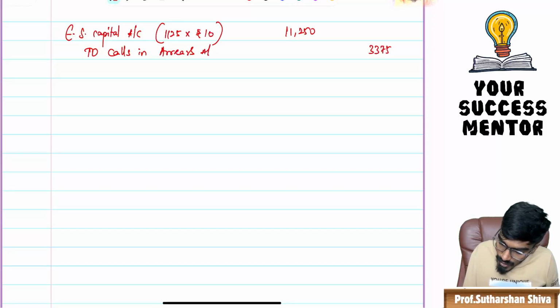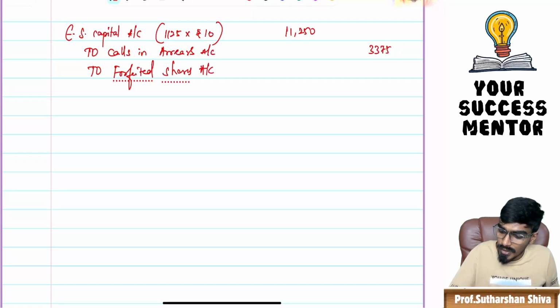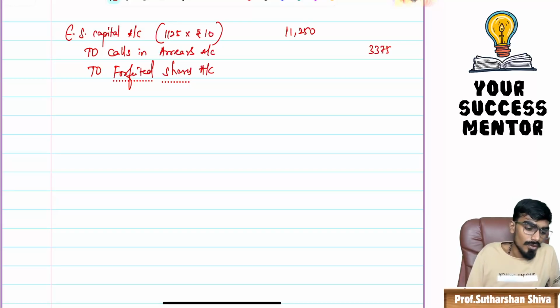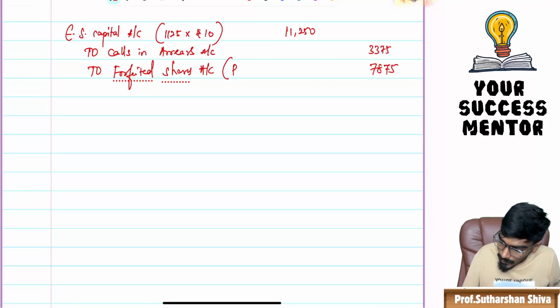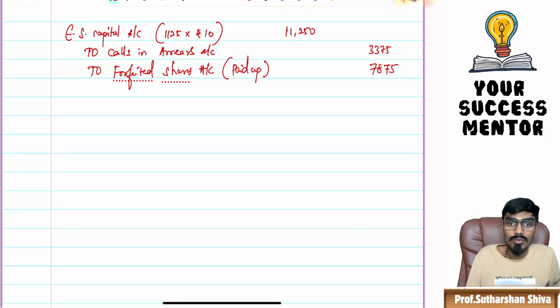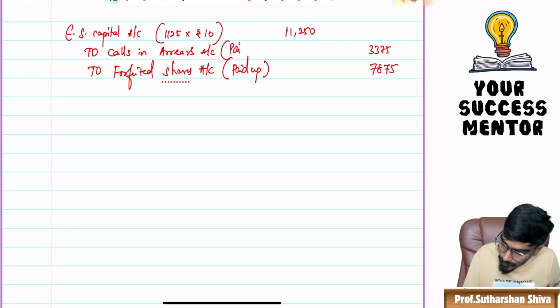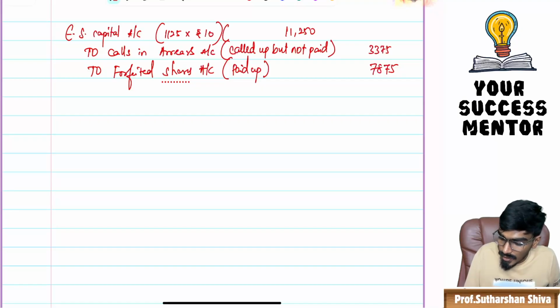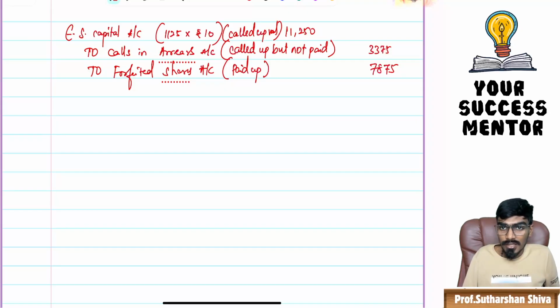Now you guys think and tell me how much is the forfeited shares value. If we eliminate 3375 from 11,250, 11,250 minus 3375, what is the value you get? 7875. 7875 is only what? Paid up value. Calls in arrears is called up but not paid. Yes, it is called up but not paid. Here it is called up value. Are you able to understand? Okay, this is the explanation.